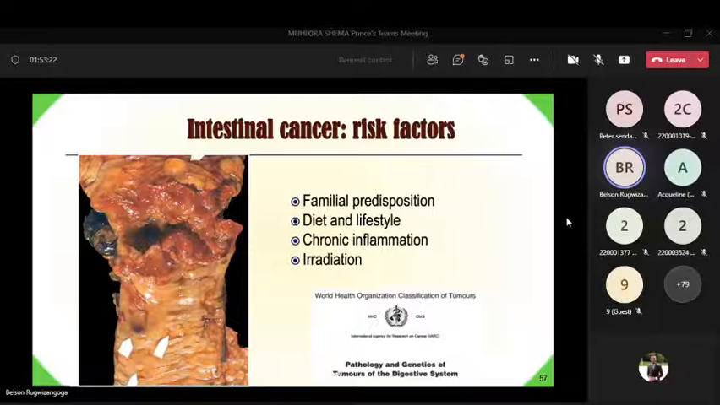Also, there are those who have chronic inflammation. That's why I said, remember the two non-specific inflammatory bowel diseases, Crohn's disease and ulcerative colitis, because these two are predisposing factors to intestinal cancers. There is irradiation. For example, someone who has been irradiated for cervical cancer, prostate cancer, gastric cancer, or any other abdominal tumor may develop intestinal cancers, rectal cancer.